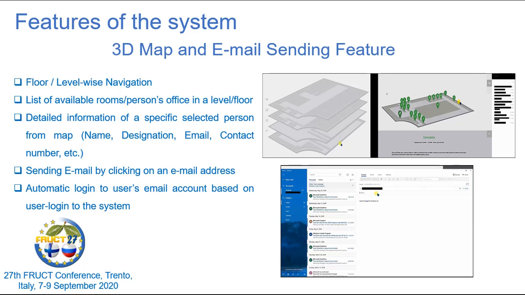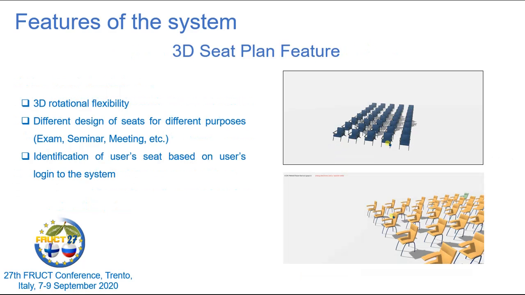If the user clicks on any email address, the user will be able to send an email from the device automatically. Using the same concept of the 3D map, we have developed a 3D seat plan feature which is essential for universities and other organizations as well. From the login info of the user, the system would identify the seat of the user in a particular room scheduled for an exam or seminar or meeting.